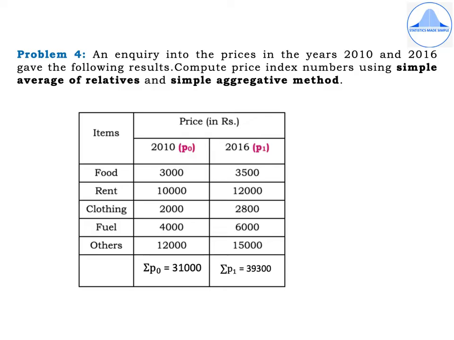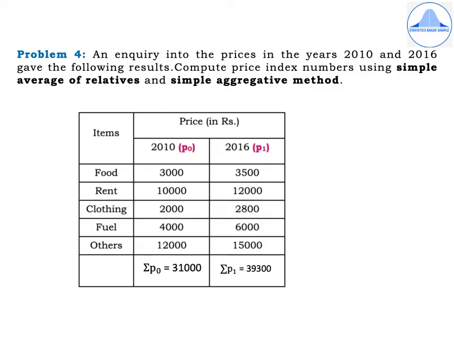Problem 4. An enquiry into the prices in the years 2010 and 2016 gave the following results. Compute price index numbers using simple average of relatives and simple aggregative method. In the first column, the items are food, rent, clothing, fuel, and others. Price in rupees for the year 2010 are 3,000, 10,000, 2,000, 4,000, 12,000, and the price in rupees for the year 2016 are 3,500, 12,000, 2,800, 6,000, and 15,000.